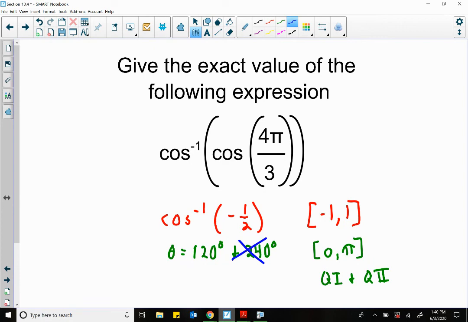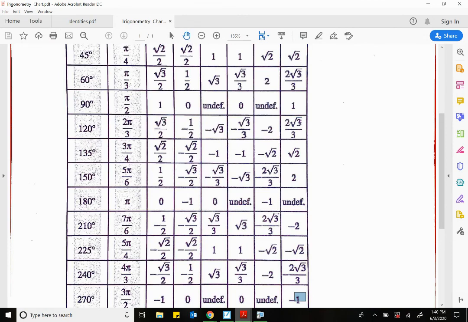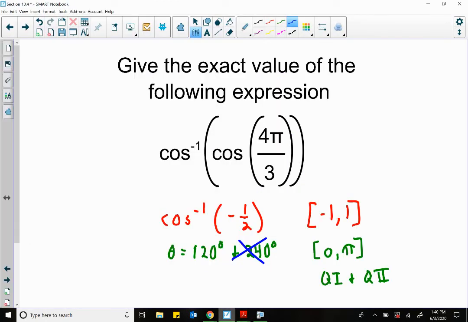We're going to keep the 120, but it needs to be in radians. So 120 in radians. You can go back to your picture here. 120 is 2 pi over 3. And there you go. That's what they're looking for.